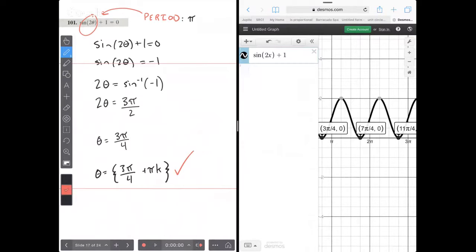A function that used to be even and got translated to the right one could have symmetry about the line x equals 1. Doesn't have even symmetry anymore. It just has symmetry about the line x equals 1.